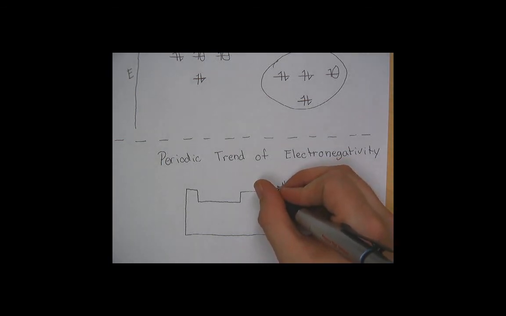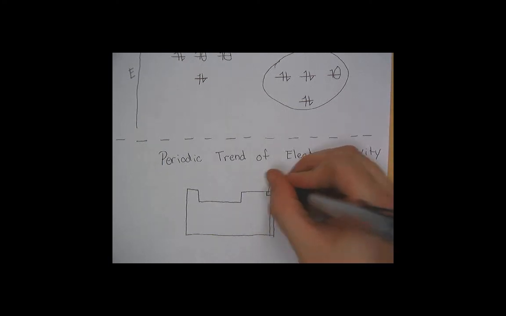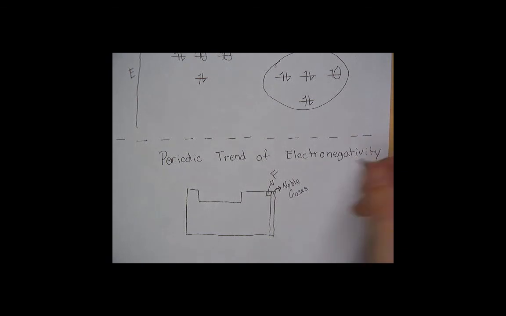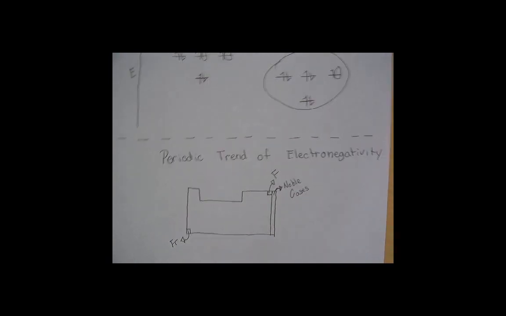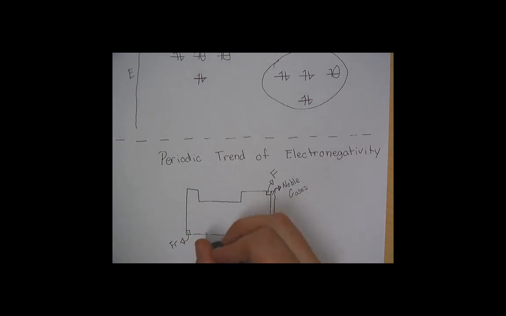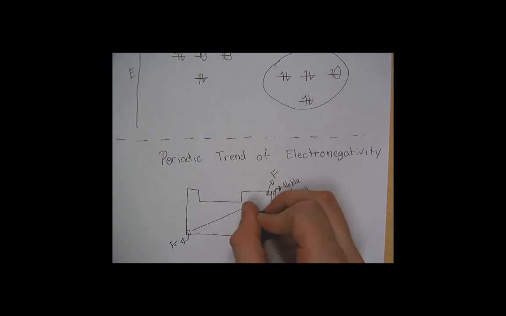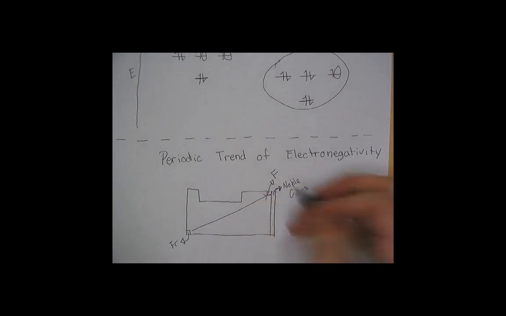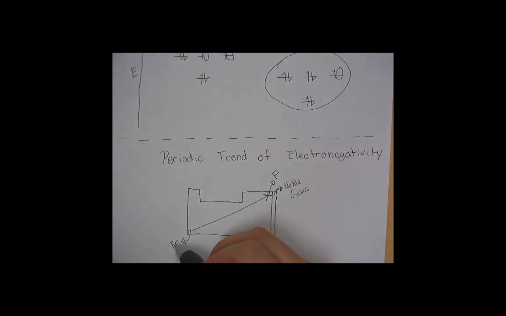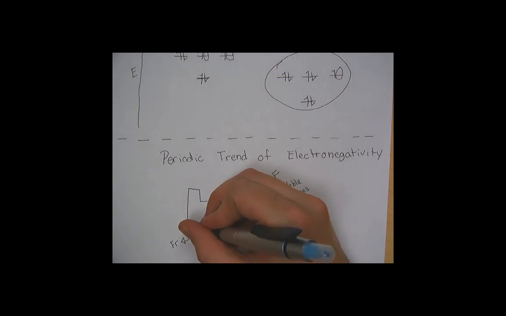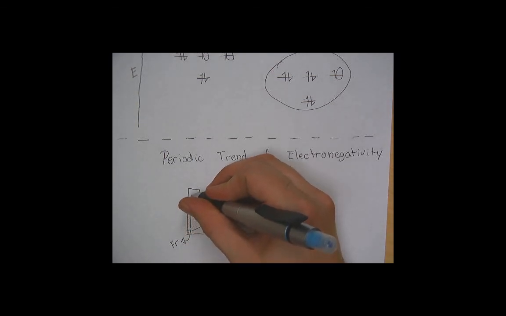So other than that, some key points to talk about on the periodic table is just to the left of the noble gases, that's fluorine. And down here in this bottom corner is francium. So the periodic trend of electronegativity says that electronegativity increases as we go up and over in the periodic table, meaning that fluorine is the most electronegative element and francium is the least. And so, in other words, it increases as we go up a column.